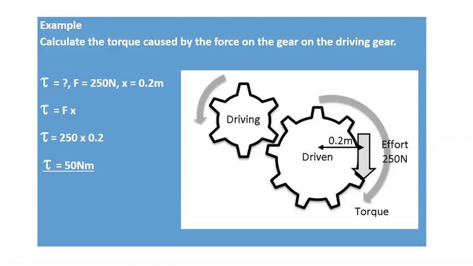Now when we look at gears, instead of looking at the ratio of the diameters or the radiuses like in a pulley, we're going to use the number of teeth. In this first instance, we're going to calculate the torque, like we just did previously for the pulleys. We've got 250 newtons of effort. We've got a distance of 0.2 to the pivot point. So the torque is force times distance. 250 times 0.2 gives me 50 newton meters.